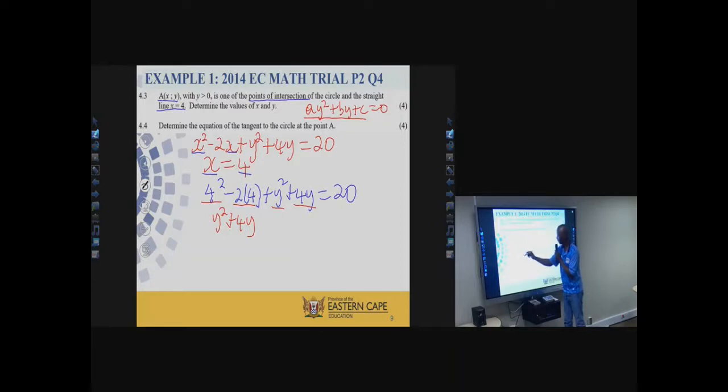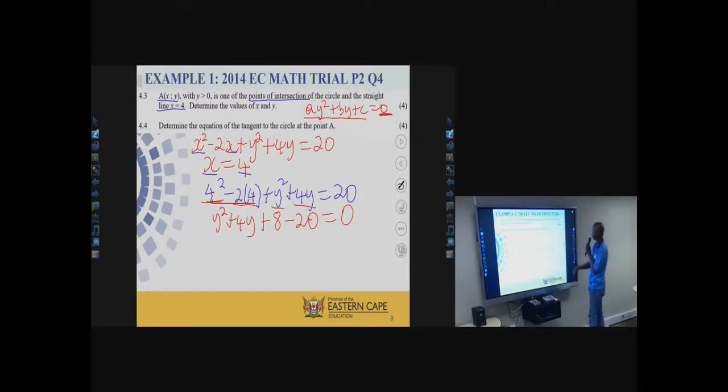So 16 minus 8 is 8. Then you take 20 to the other side. So you've got 16 minus 8, which is going to be, let me write it, 8. Then you take 20 to the other side, so it's negative 20 is equal to 0. Because remember, in quadratic equations, you strive to make sure that your right-hand side is equal to 0 first. And therefore, we'll be having y squared plus 4y, and then 8. These two are like terms. 8 and negative 20, those are like terms.